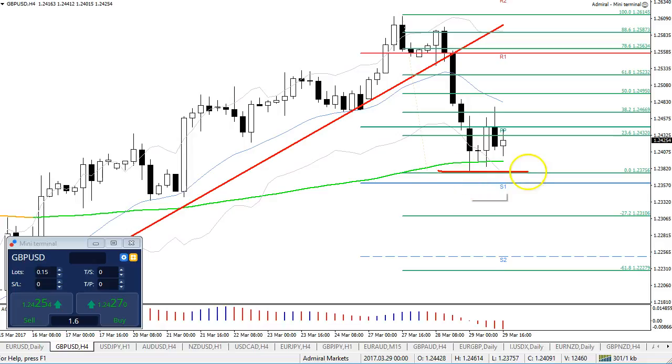Or if it breaks below this bottom, of course, then there could be a breakout to the minus 272 target and minus 61.8 target. I would then have to zoom into lower time frames to look for patterns, bear flags, for instance, a break, bear flag, and a continuation down to those targets.